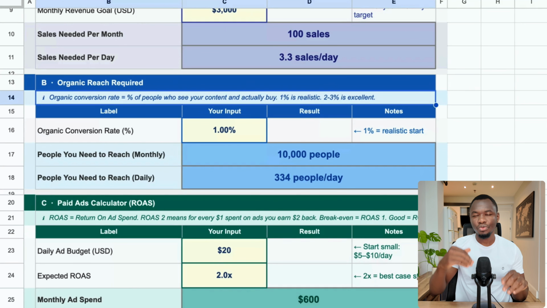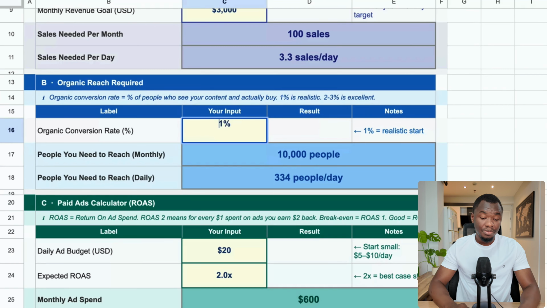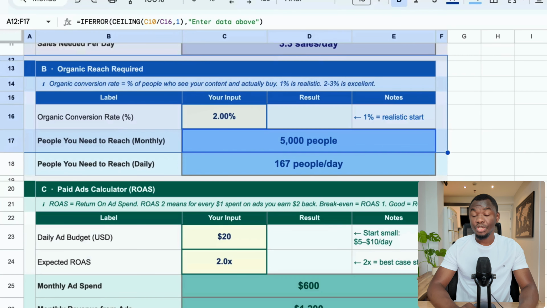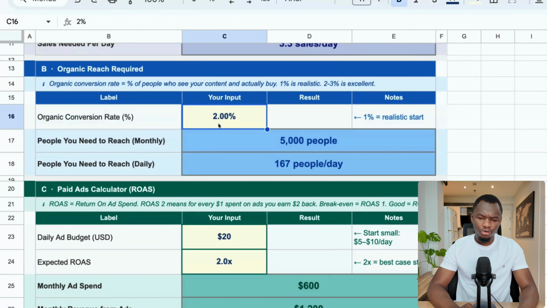So out of 100 people who see your content, 1%, which is equivalent to one person, will say, "Hey, I think I trust this guy enough, I just want to buy something from him." So 1% is a realistic figure. Now, there are some people who are able to go all the way to about a 2% conversion rate, which is quite amazing. But for the sake of this research and being realistic, let's just put it at 1%.